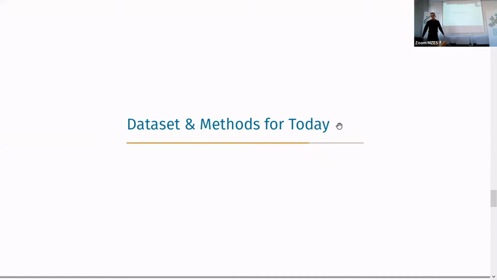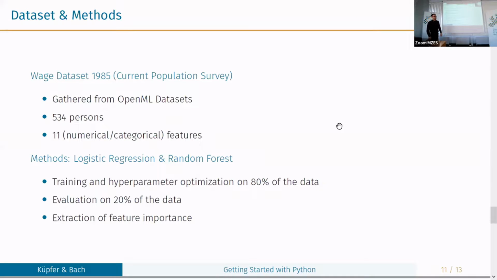And that's why I would like to talk more about the data set and the methods we intend to use today. Just to have an example, I used the wage data set of the population survey of 1985. It's a data set on OpenML, which is a huge platform with many different data sets, which you can also use to play around with Python and load the data. It consists of more than 500 persons and has 11 different features. All of them are numerical or categorical, which means there is no text involved.